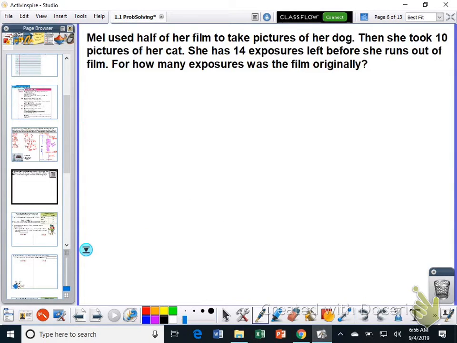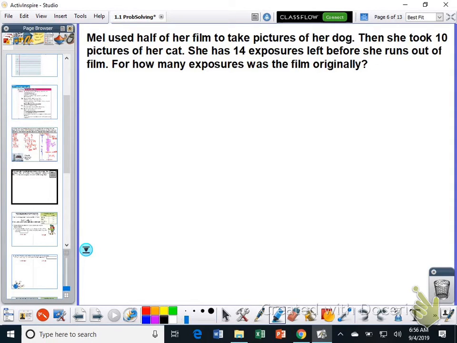All right, and the next one, Mel used half of her film to take pictures of her dog. Then she took 10 pictures of her cat. She has 14 exposures left before she runs out of film. For how many exposures was the film originally? So we need to know how many exposures were on the film before she started taking pictures. So this one I like because it's kind of like working backwards.